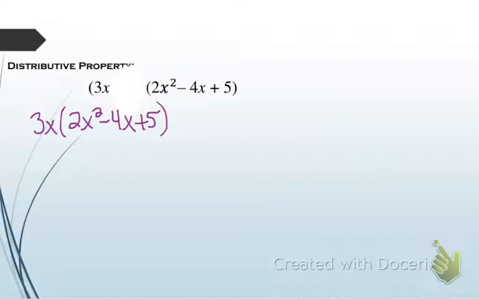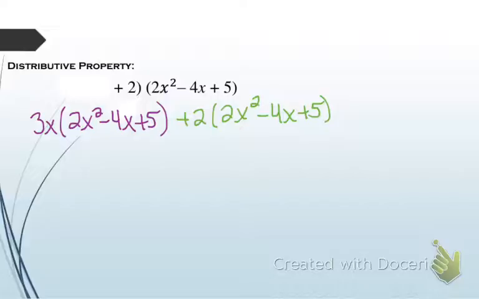Okay. Bring back this here, the plus 2. Now let's ignore the first term. Now we have a positive 2 multiplying into all of that trinomial. So we're going to go ahead and distribute.